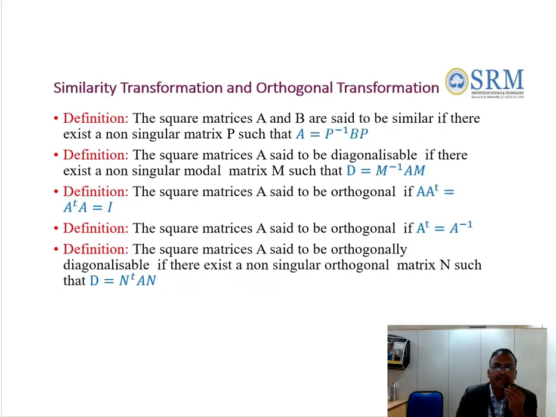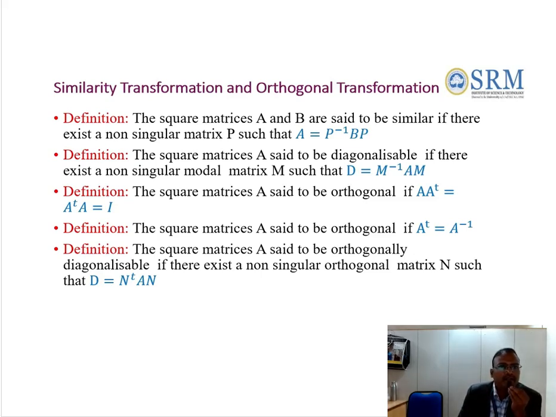Next, we are going to see the applications of eigenvalues and eigenvectors to compute the powers of the matrix and then to determine the nature of the quadratic form. For this, we need certain things, some basic definitions related to the matrices.